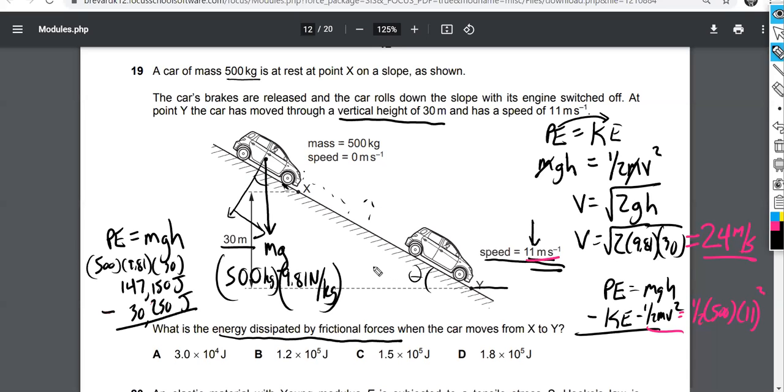How much energy? 147,150 minus 30,250 gives us 116,900 joules, which we could say is like 1.2 by 10 to the 5 joules, right? So round this to 2, because that's bigger than 5, and that agrees with choice B.